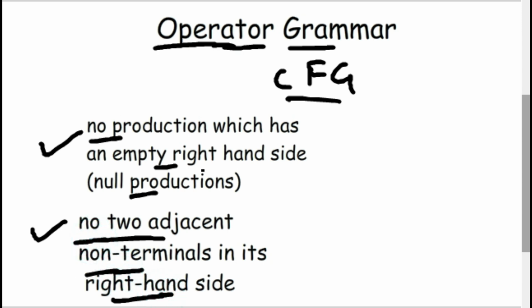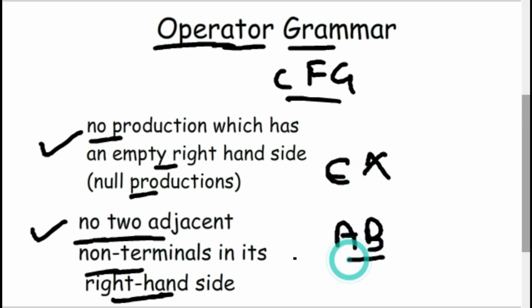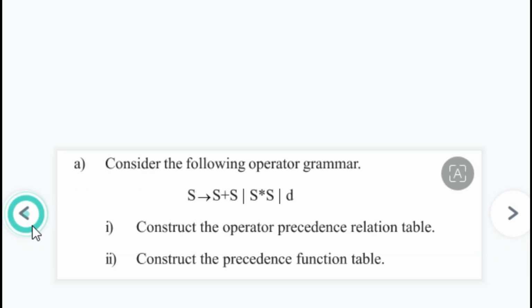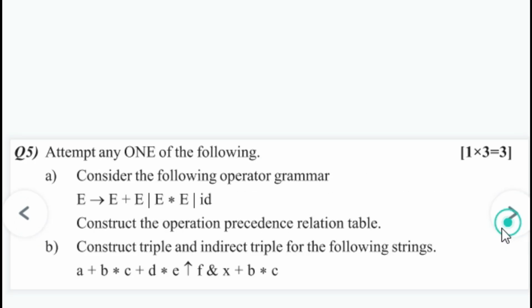So when there is no epsilon symbol and there are no adjacent non-terminals on the right hand side, then we can call it an operator grammar. So that is how an operator grammar works. Now to create an operator precedence table, let us start with a simple example, this one.